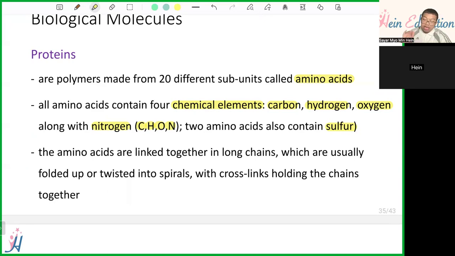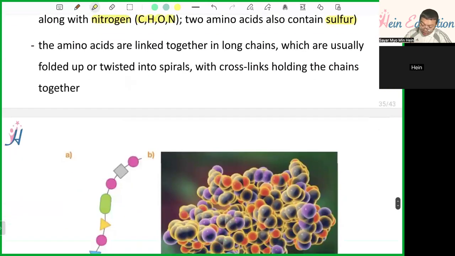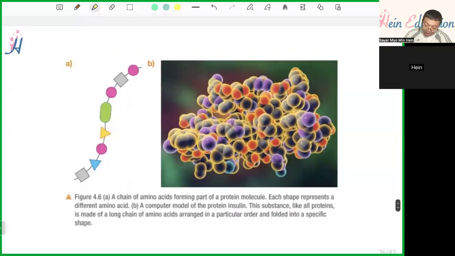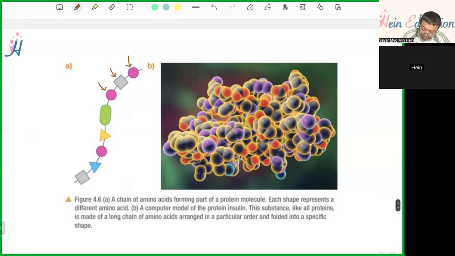Okay, so these are the smallest units, or subunits, of protein, which are amino acids. You can see here is a chain of amino acids. This basic structure is the amino acid, and they are joined together by peptide bonds. So the bonds between the amino acids are called peptide bonds. This we can also call a polypeptide, a long chain of amino acids. They can be folded into different structures.